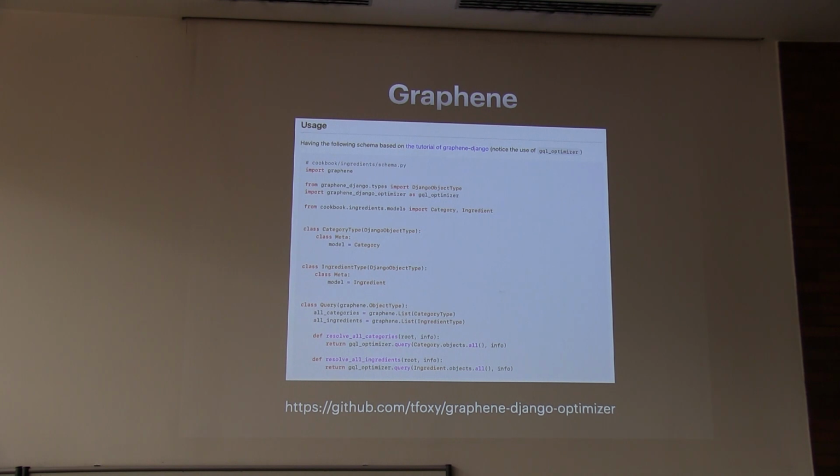So as you can see, there are some calls like GraphQL optimizer.query, and it's using like an ingredients object all. So basically something returning a query set, and it's passing as a second argument this info parameter. So what this library does, it's basically inspecting the info parameter to see what kind of fields were actually requested by the query to do it efficiently.